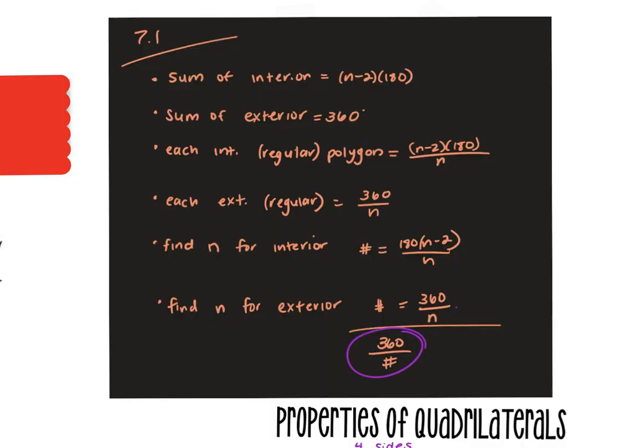7-1 was all the angles. This should feel a little bit more familiar because we just did this not too long ago. The sum of the interior is n minus 2 times 180. The sum of the exterior is 360. Each interior would be taking that sum, dividing it by n. Each exterior, taking the 360, dividing it by n. To find n for an interior angle, you would set whatever's given to you equal to 180 times n minus 2 over n. And to find n for an exterior, you would just do 360 divided by the angle given to you. There were a lot of formulas and it was all in 7-1.